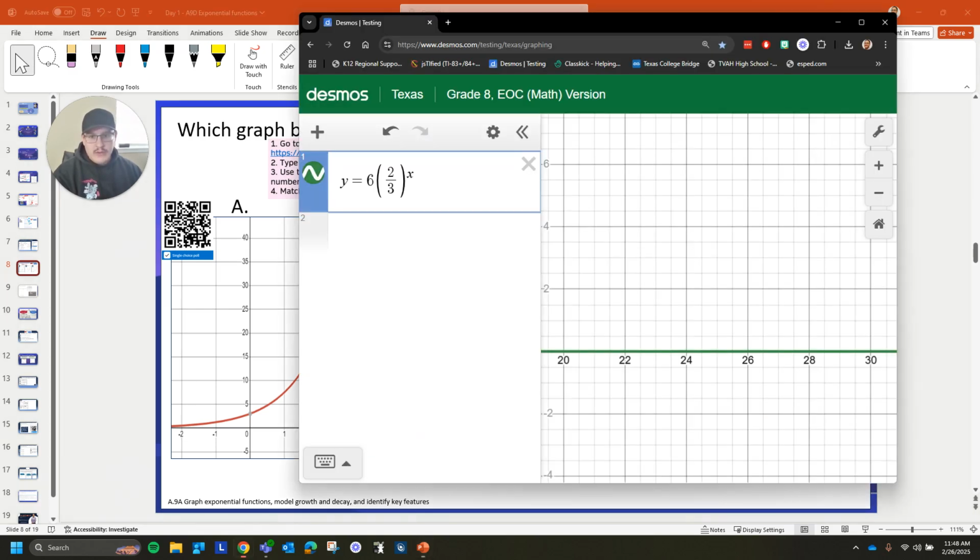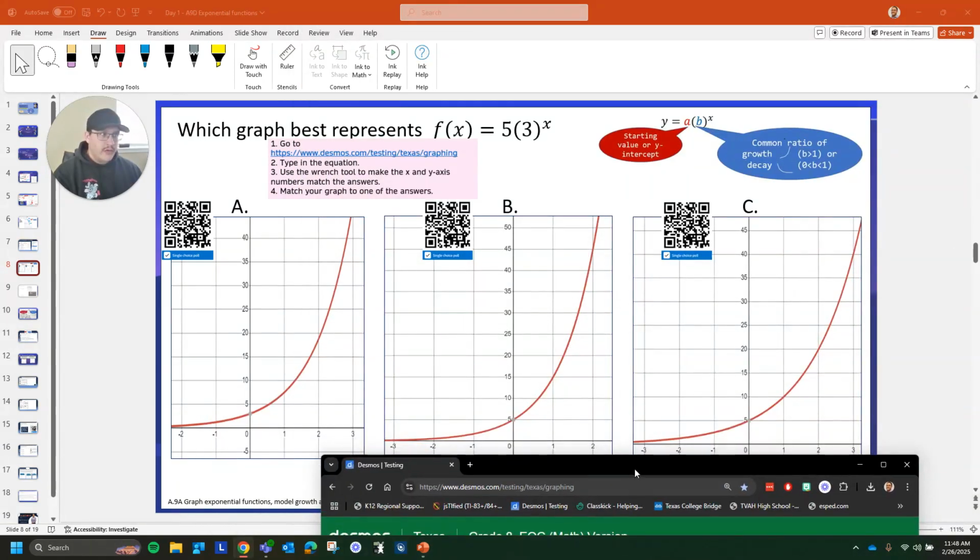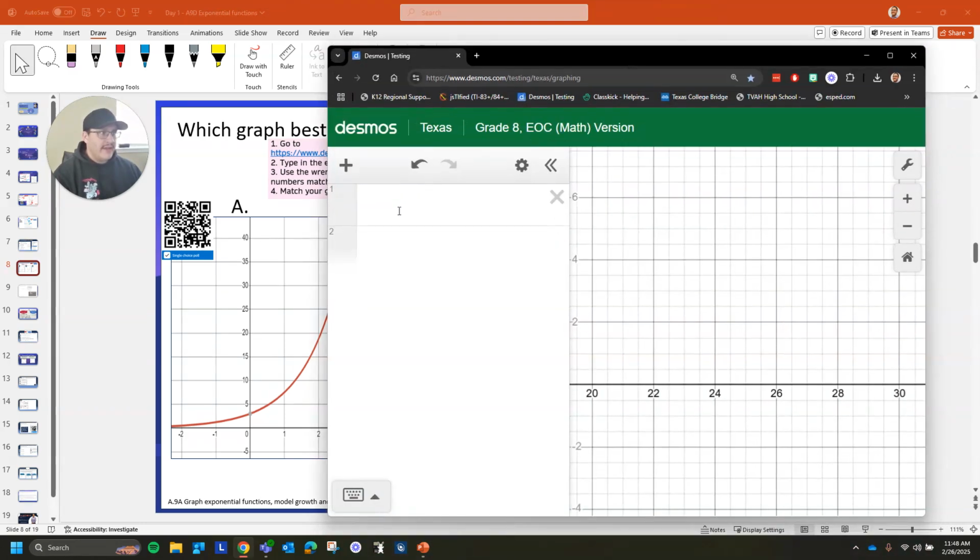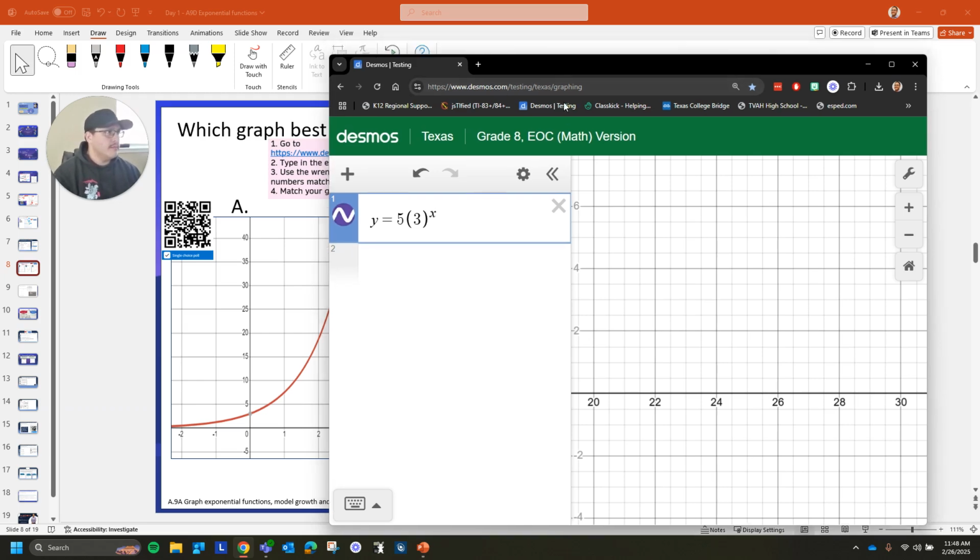So if you would like, go ahead and do that on your own. Otherwise, I'm going to continue and show y'all how to do this. Okay, so again, type this into Desmos exactly as you see it. Y equals 5 parentheses 3 close parentheses raised to the x power.